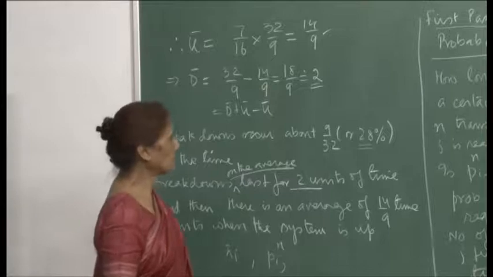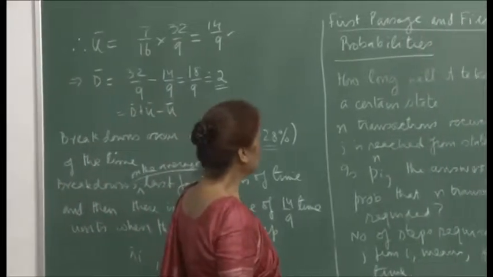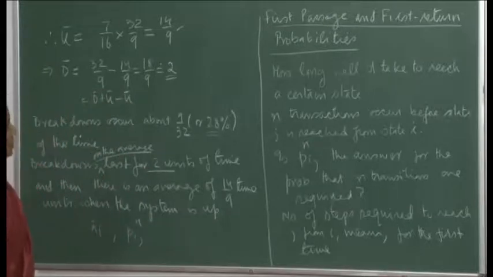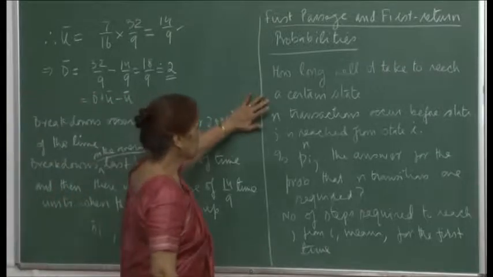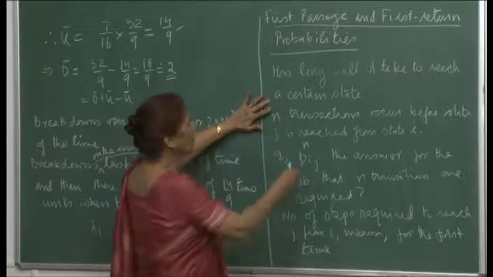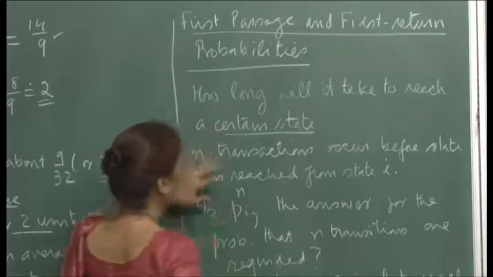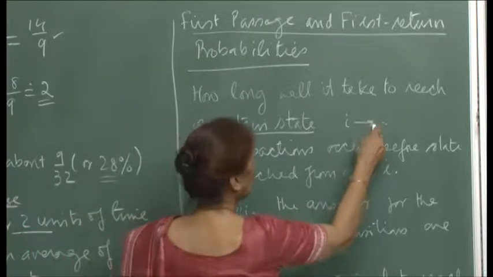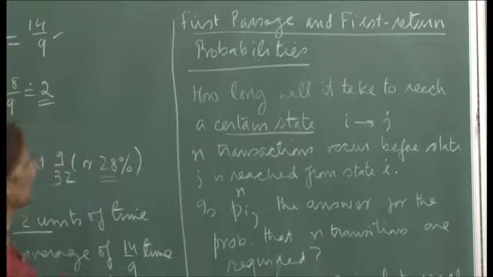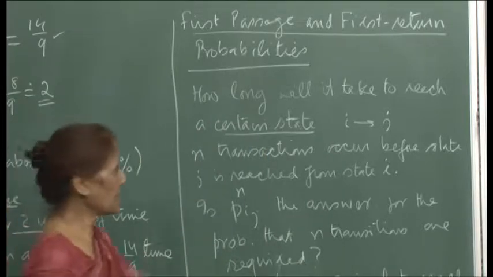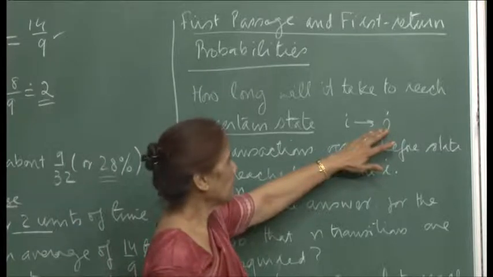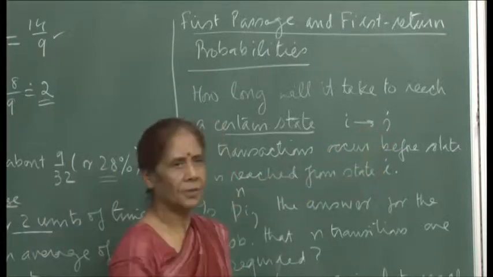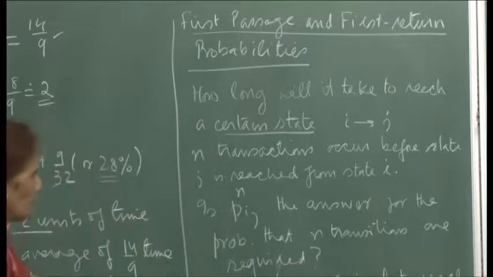Now, the other kind of questions that are needed are the first passage and first return probabilities. So, this is also very important, because you want to know how long it will take to reach a certain state. When you say how long it will take to reach a certain state, it means the first time that you reach the state. So, you are starting from state i, and you want to know how long it will take to reach state j. Obviously, the moment you reach state j, you have answered that question. So, what we mean is the first time that you reach state j from i.